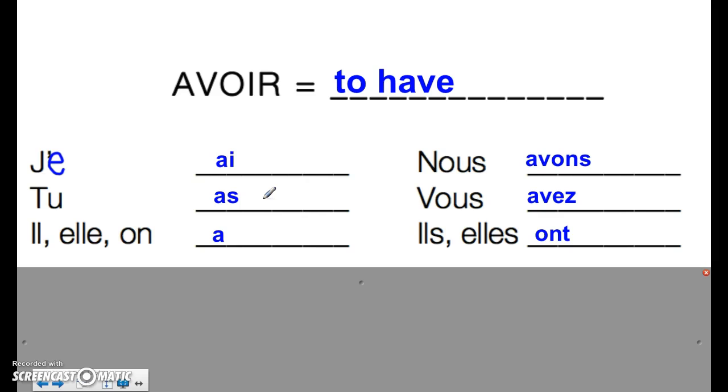Because at any point in time, if you need to use the word have, you're going to have to make sure you're using the right form of the verb have. And they're different for every subject. So in this case, je is going to go with ai, tu goes with as, il, elle, on goes with a, spelled different, pronounced the same. Nous goes with avons, nous avons. Vous goes with avez, vous avez. And then ils, elles, plural, go with ont. It's going to be ils ont and elles ont.